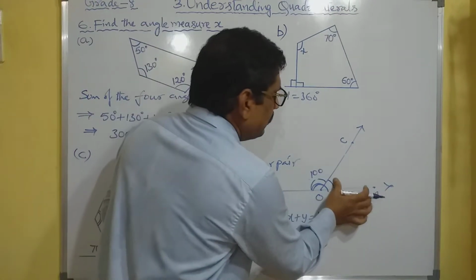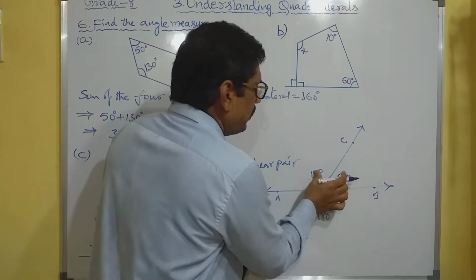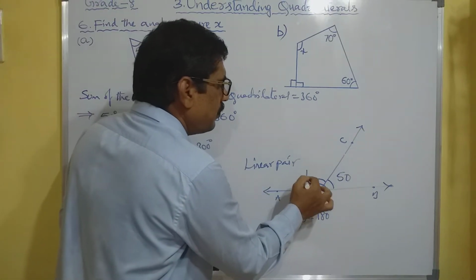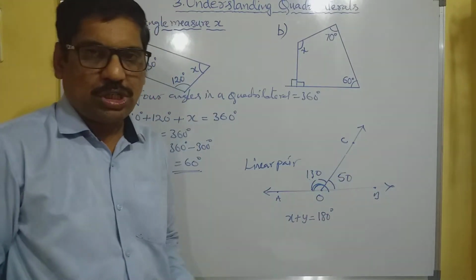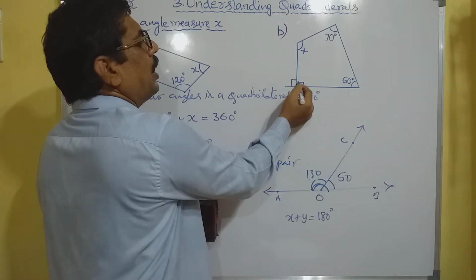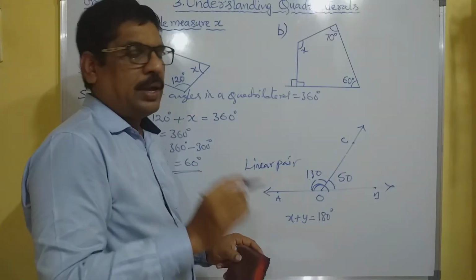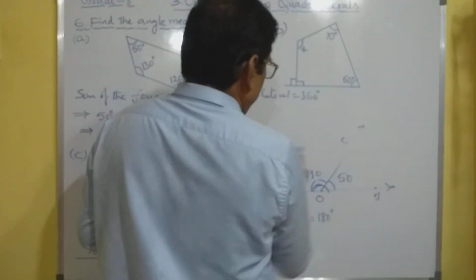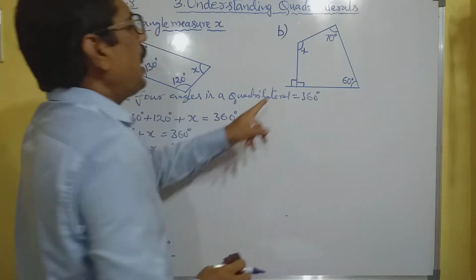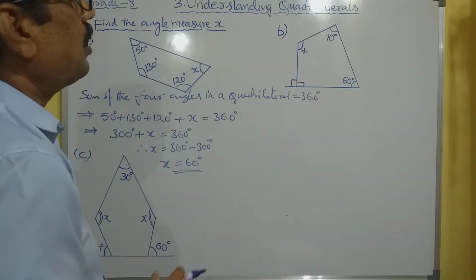If this side angle is 50, this side angle must be the remaining of 180. So 180 minus 50 is 130. The total must be 180. Like this, the outside angle is 90 and the inside angle also will be 90. So, as the angle given, exterior angle 90, inside angle also 90.